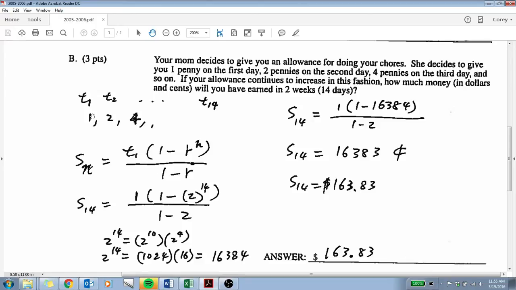So your first term is 1. You start with 1 penny. Your r is your common ratio, which is what you're multiplying by to get to the next term. So it's 1 times 2, which is going to be 2. 2 times 2 is 4. So your common ratio, you're multiplying by 2, so it's 2.